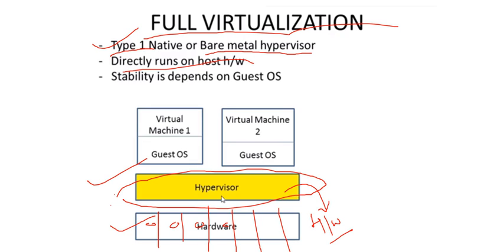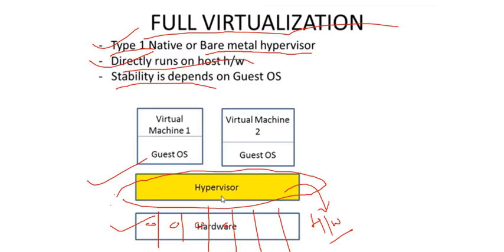So at the hardware where we want to divide the resources in such a way that the resources can be shared among the users, we directly install, or we can directly patch up the hardware with the hypervisor. So it directly runs on the host hardware.